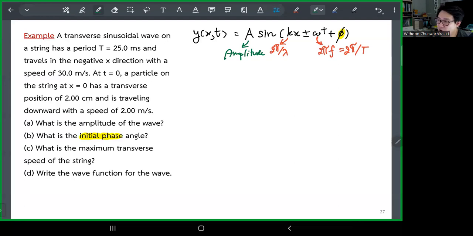All right, guys. So answer this question for me, please. What do you think? So you have a transverse sinusoidal wave on a string given a period. So that's nice. So you have the period already built in here. And then you say it travels in the negative x direction with a speed given.